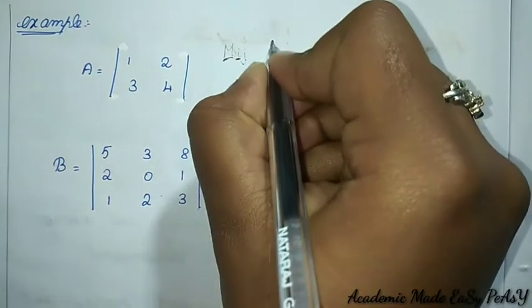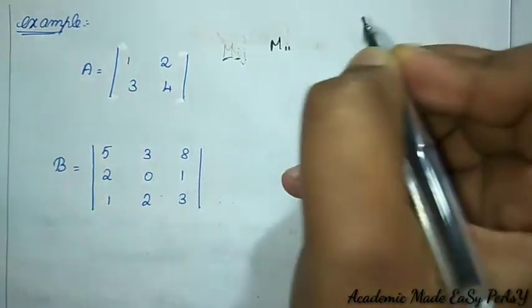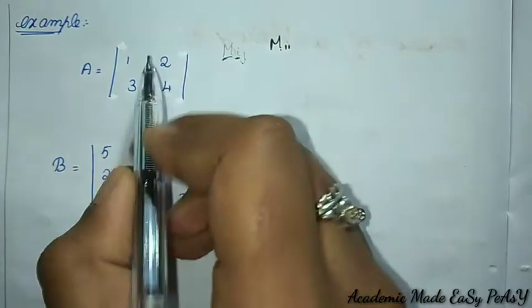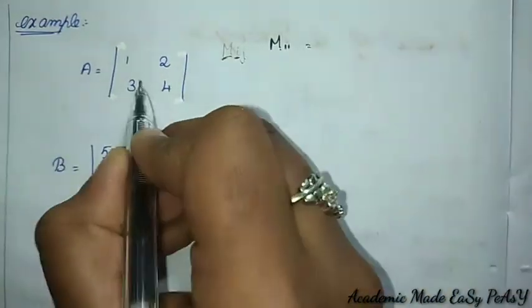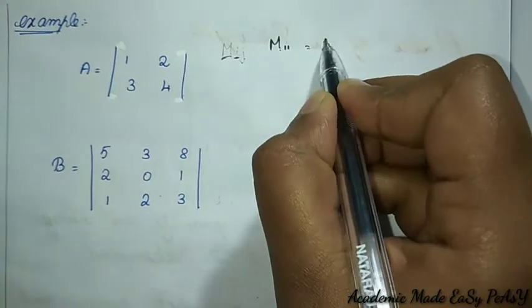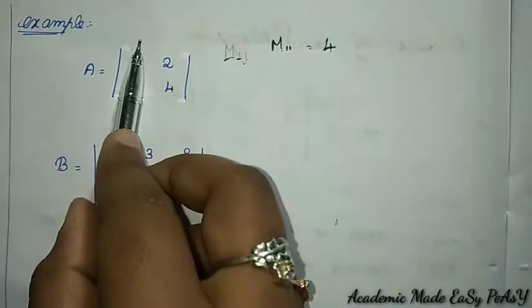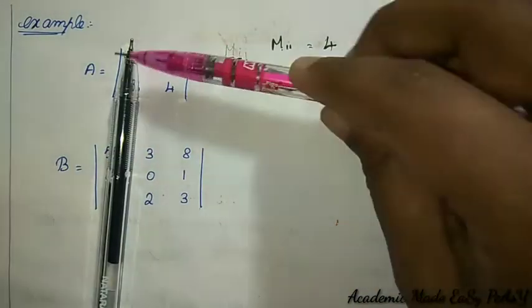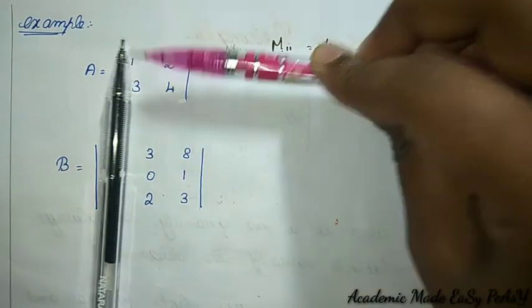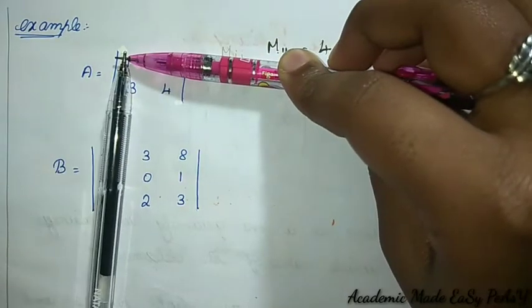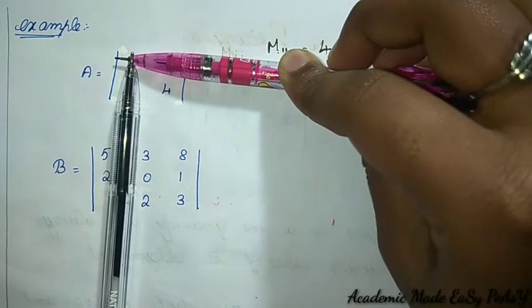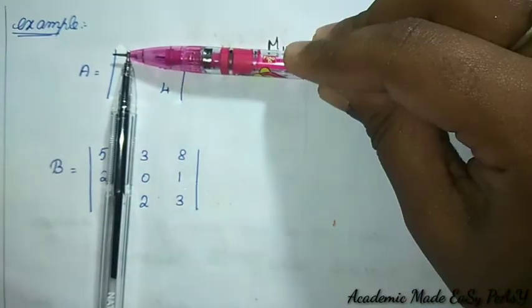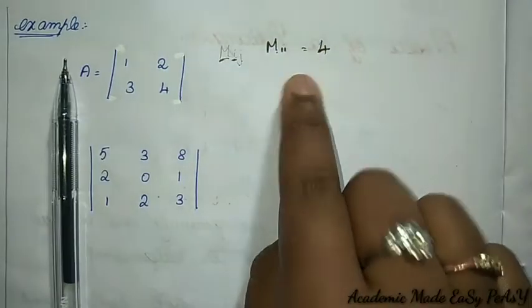For example, if I take the first position, that is 1 1, the minor of this first element means I will be hiding this one and this one. That is, it is from the first row and first column, so I will be hiding both. So what is remaining over here? 4. So I have written 4 over here.